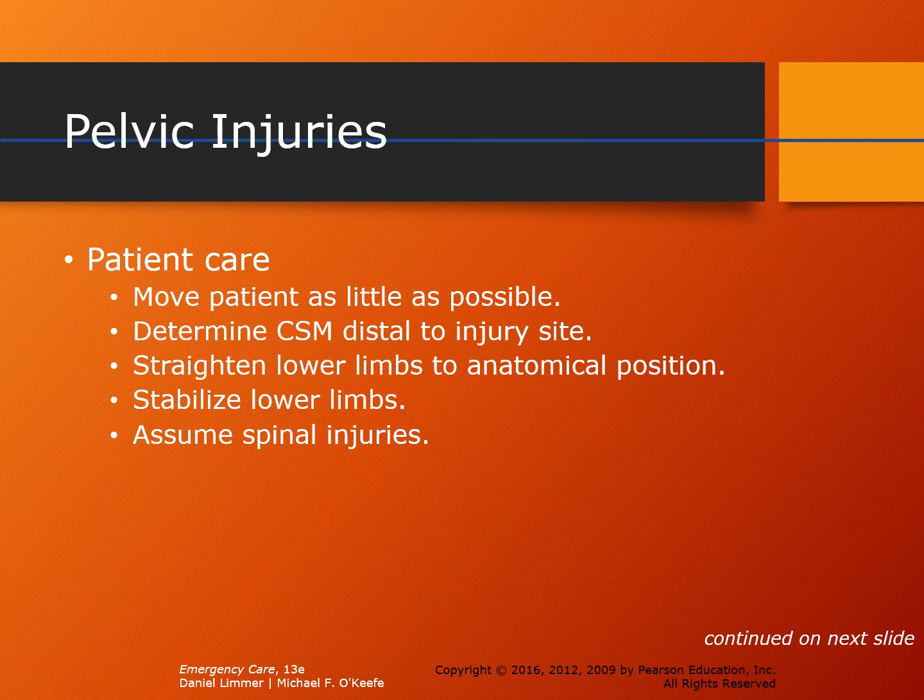Also, we want to try to straighten their lower limbs into an anatomical position, but do the very best that you can to not increase the amount of pain that they're in. If they are in a better position with their legs at an angle, at a 90-degree angle, then you may want to consider transporting in that position. We don't have to force their legs down to transport them. Also, we want to stabilize their lower limbs and always assume that there are spinal injuries. If it was drastic enough force to hurt what is basically the connection between the upper and lower body, then we can pretty safely assume that there are spinal injuries as well.